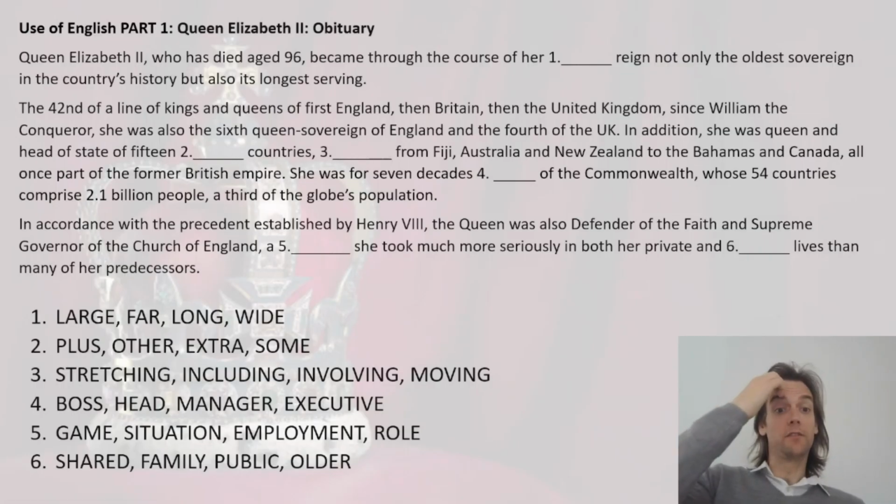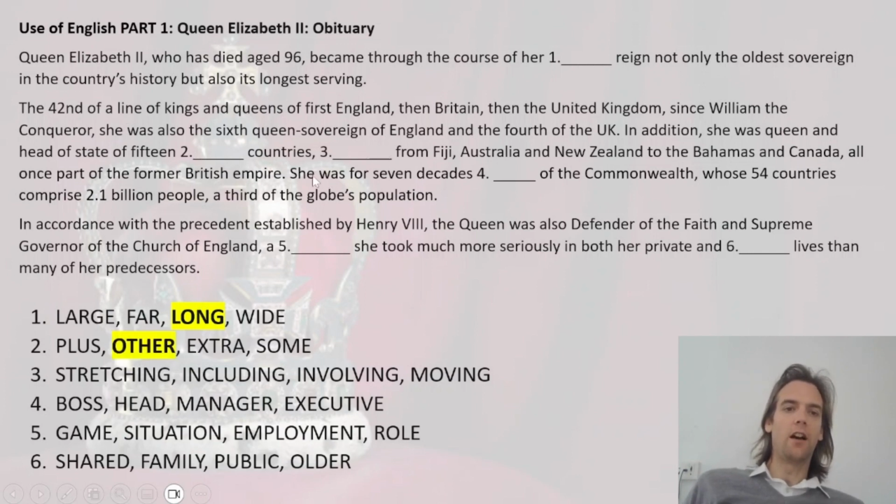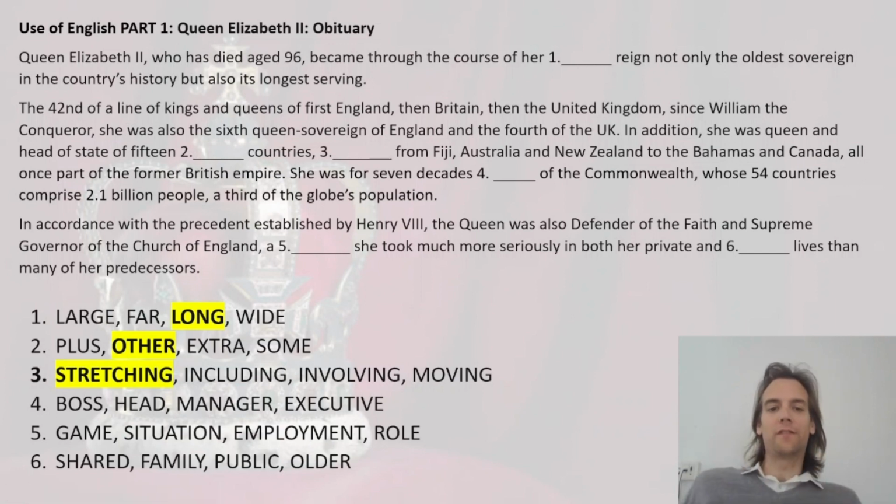Use of English part 1. Okay, so number 1, she had a long reign because it's the duration of something, it's the length, so we say long. Number 2, she was the head of state of 15 other countries. They are, UK and other countries. And these countries went from Fiji to the Bahamas. They stretched from. Stretching from means extending from here to here.